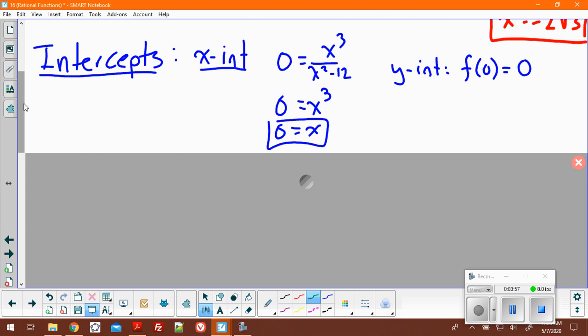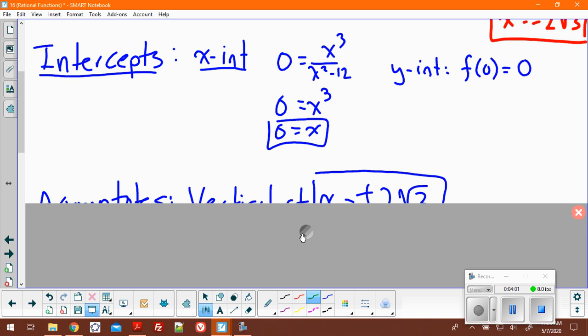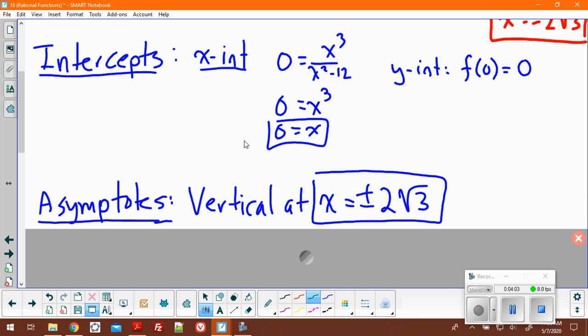Next thing is asymptotes. Well, we already noted our vertical asymptotes. They occur at plus or minus 2 root 3. Comparing the degrees, the numerator has a degree 1 larger than the denominator. So that means that this has an oblique asymptote.